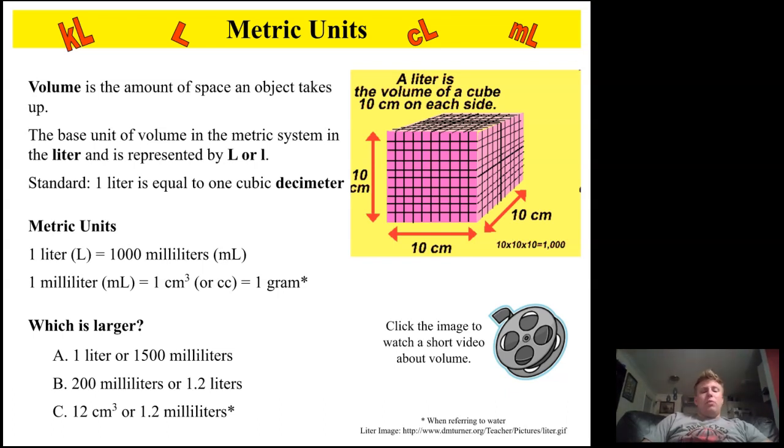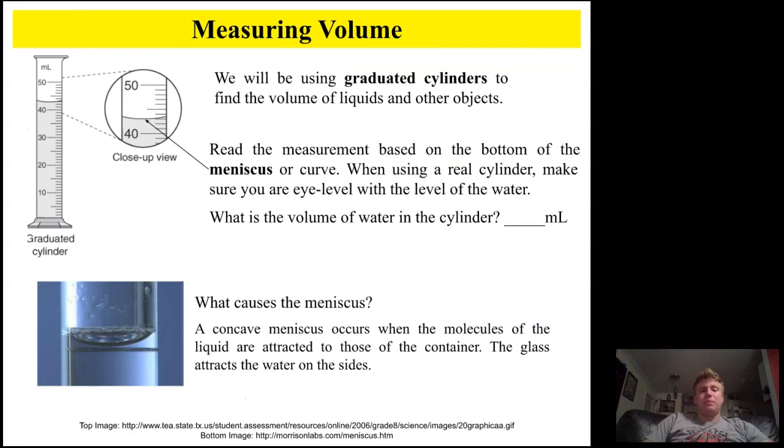Now let's take a look at which is larger, 1 liter or 1,500 milliliters. If you said 1,500 milliliters, you would be correct. Letter B, 200 milliliters or 1.2 liters. If you said 1.2 liters, you would be correct. And finally, 12 cubic centimeters or 1.2 milliliters. If you said 12 cubic centimeters, you would be correct.